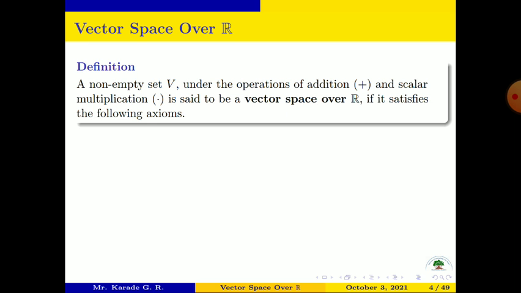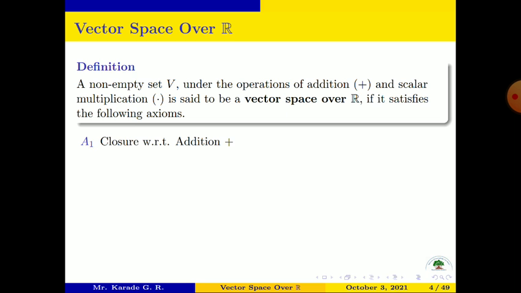So to define a vector space over R we need a non-empty set V and two operations on it. The first is called the addition operation and the second is called scalar multiplication. This non-empty set V with these two operations is said to be a vector space over R if it satisfies the following axioms. Axioms means conditions. So what are these conditions?